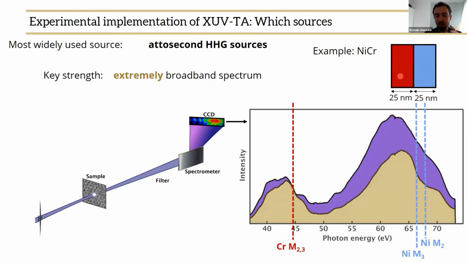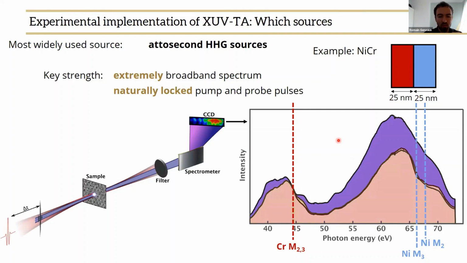So it's 25 nanometers of each element on top of each other. It's nothing too fancy. But here you see a sharp absorption feature that arises, which is the chromium M2,3 edge. And here you have two extra peaks, and those are the nickel absorption. They are split by, I think, 2 eV, and so you get the M2 and M3 separately here. And what's going to happen now is that we're going to excite the system.